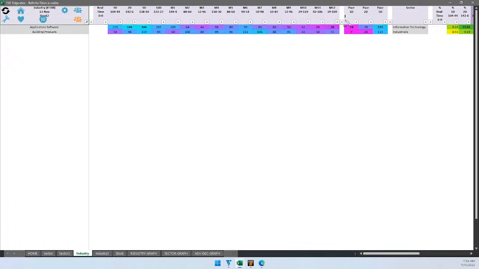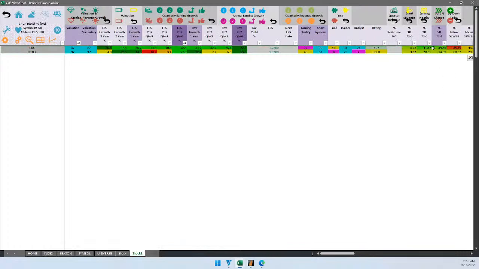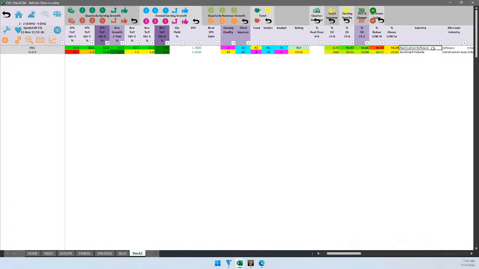In fact, both of them decelerated on Friday. So percentage wise, they went up, especially application software. Okay, that's a reason to look at the application software stock. Let's look at that. Go back to Vital. RNG. Now it's time to open the chart.